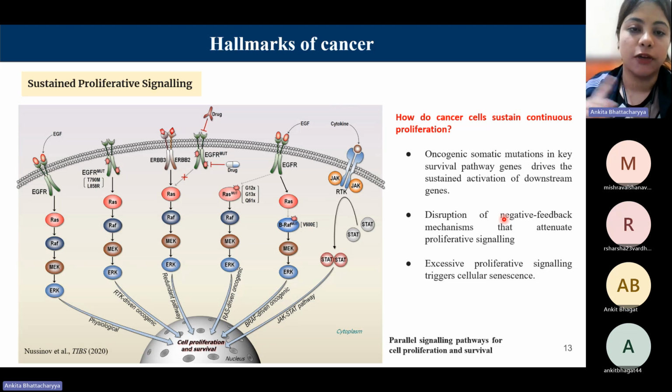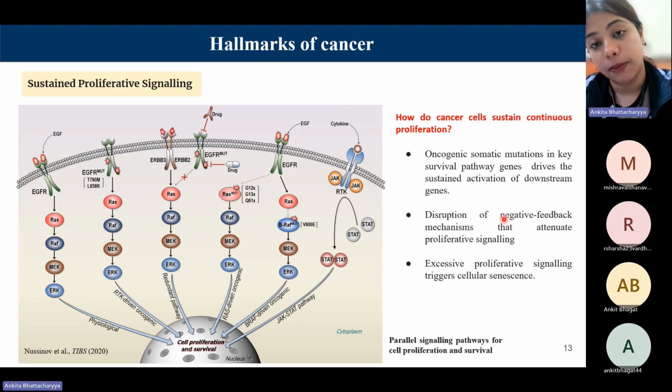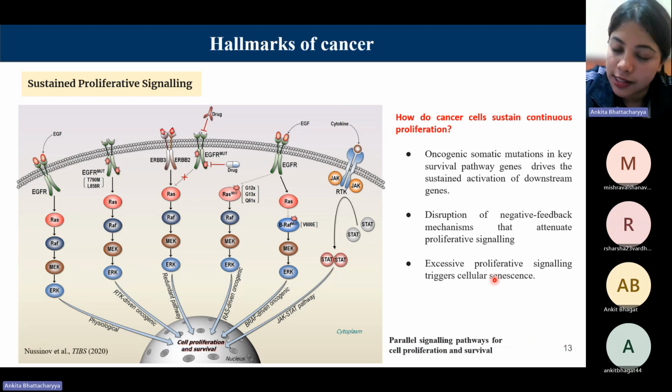So there has to be a feedback which is operational within the cell to keep a control on how much proliferation can actually occur. When this negative feedback is also lost, the same consequence can be faced. When the guests do not tell you no, you keep on making tea, and that is also a waste of resources. Similarly, a cell will keep on proliferating despite the fact that there is no external stimulus, but a cell can also keep on proliferating when there is no feedback, and both of them can lead to continuous proliferation, which is sustained by cancer cells. And it also triggers cellular senescence. We'll briefly discuss it in the upcoming slides, but just hold off on it for now.